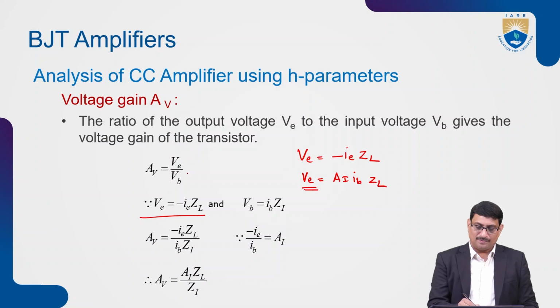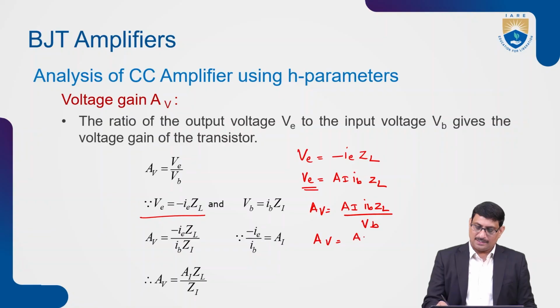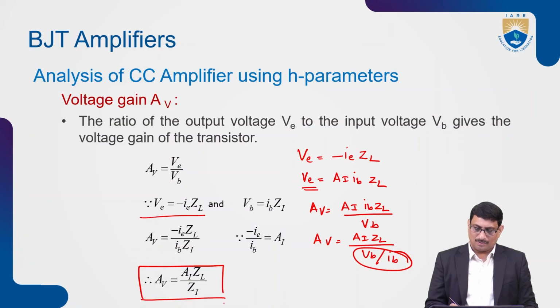If I substitute this VE value here, AV equal to AI into IB into ZL divided by VB. This expression I will write as AI into ZL divided by VB divided by IB, whereas VB by IB is nothing but the input impedance. Therefore, the voltage gain I can write as AV equal to AI into ZL divided by ZI, because already we calculated the input impedance and also the current gain. Therefore, we can express the voltage gain in terms of the current gain and the input impedance by the expression AV equal to AI into ZL divided by ZI.